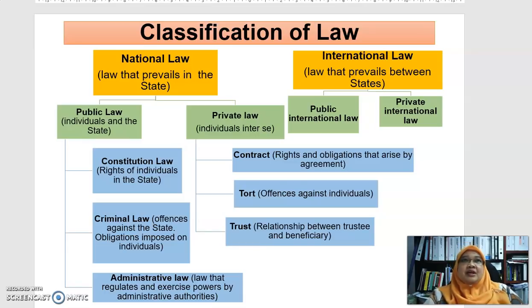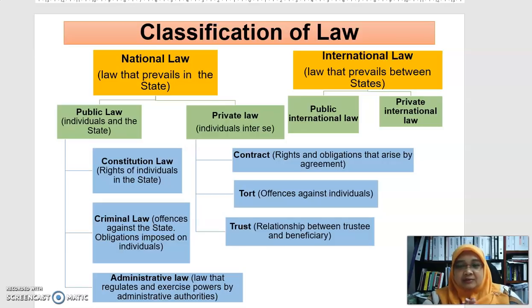For example, if you want to prove murder, you must prove 2 elements, which are mens rea and actus reus. What is mens rea? It is the intention to kill, and actus reus is the action of killing. So, for a prosecutor to charge a person for murder, you must prove these 2 elements. If you fail to prove those, chances are that person might not be charged with murder. These are criminal law.